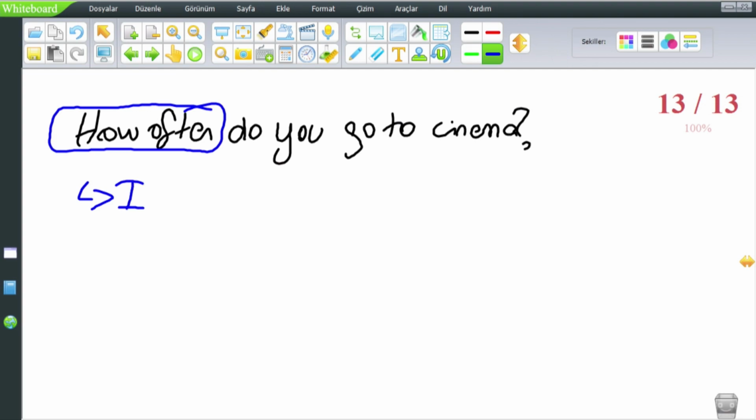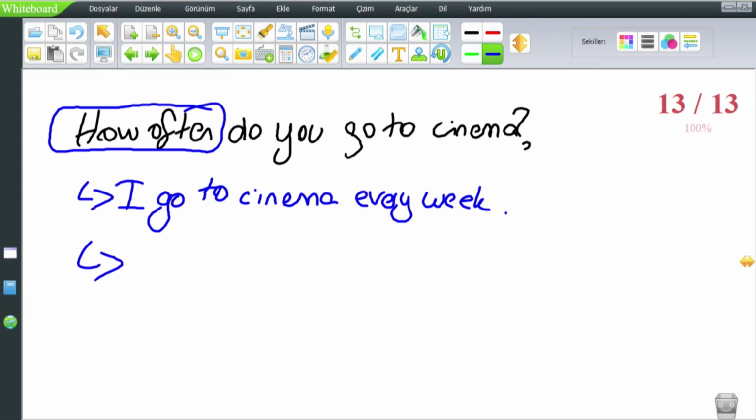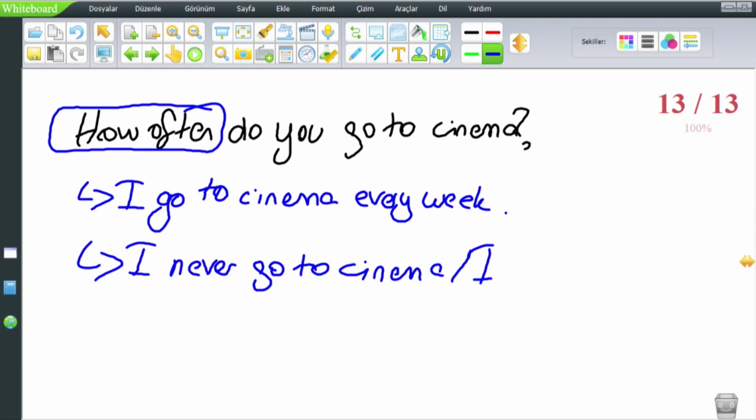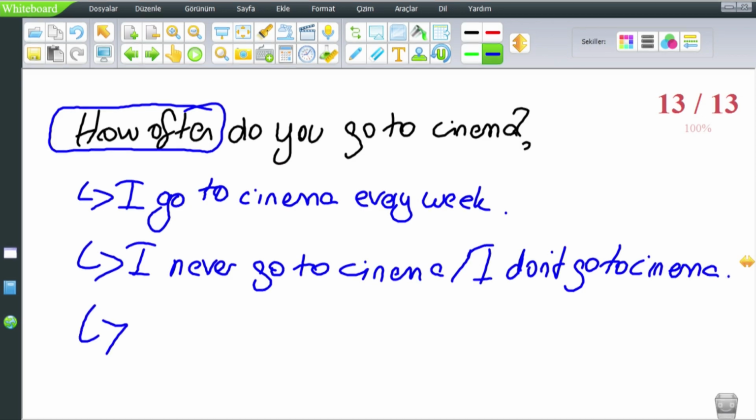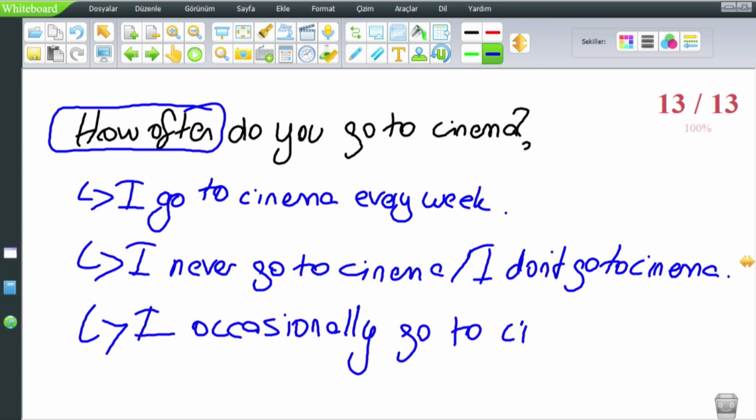I can say, I go to cinema every week. Or if I wanted to give a negative answer, I never go to cinema. Or I could say, I don't go to cinema. Or a third option could be maybe, I occasionally go to cinema. It depends on your answer. There are so many options, but it only has one true answer according to the person who responds.